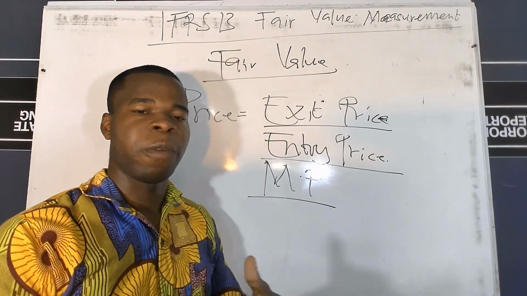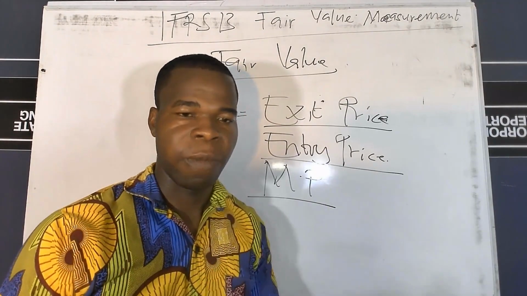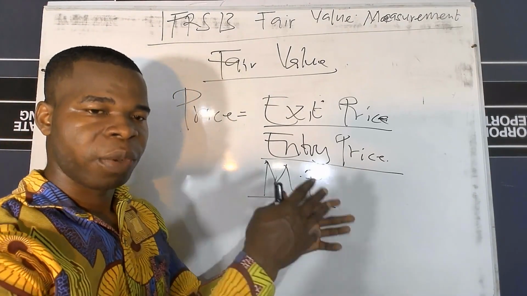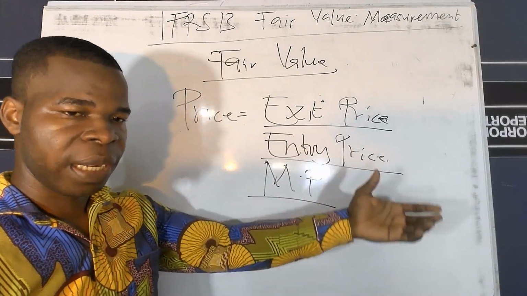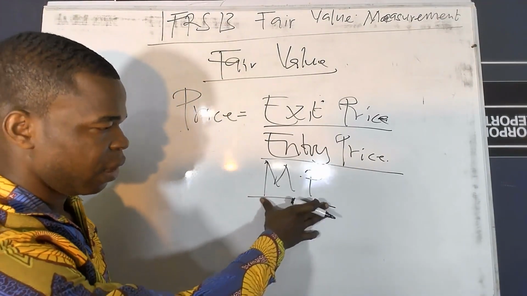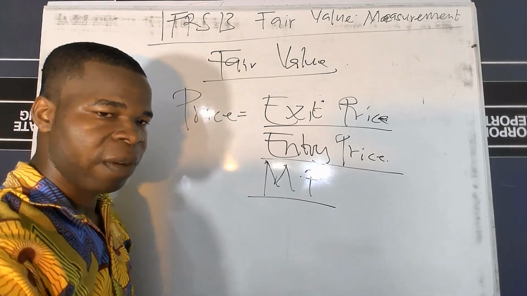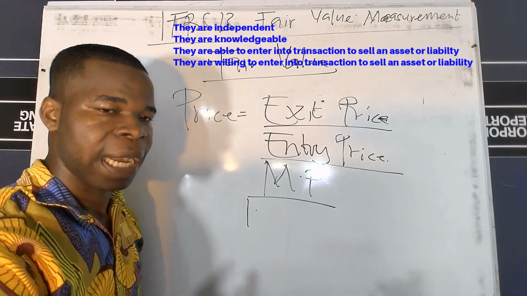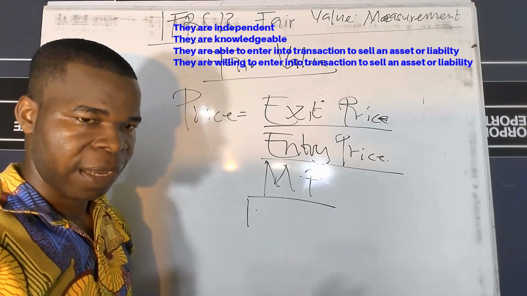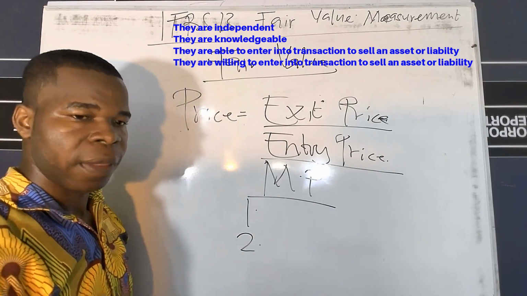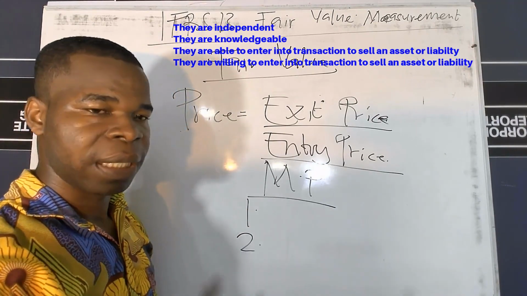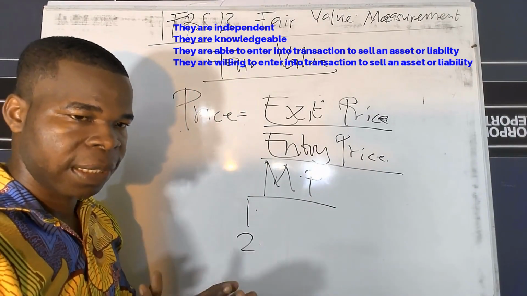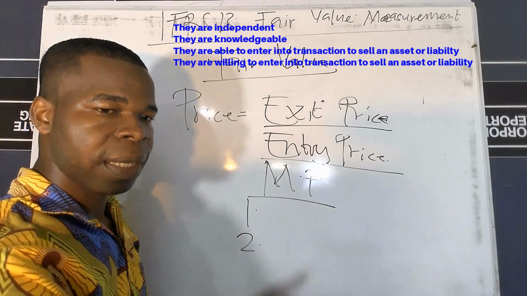Subsequently, we'll look at the meaning of principal market or the most advantageous market. So they are those sellers and buyers in the principal or the most advantageous market to sell an asset or a liability. There are some features about market participants that are very necessary to know. The features include, first, those market participants are independent. They are not related parties. Two, they are knowledgeable about the activities that transpire in the market. That is the second characteristic of market participants.